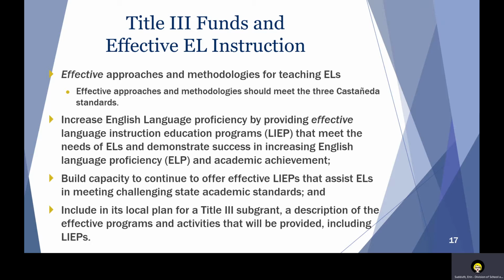Effective EL instruction also increases English language proficiency by providing effective language instruction education programs, LIEPs, that meet the needs of ELs and demonstrate success in achieving English language proficiency, or ELP, and academic achievement. They also build capacity to continue to offer effective LIEPs that assist ELs in meeting challenging state academic standards, and include in the local plan for a Title III subgrant a description of the effective programs and activities that will be provided, including LIEPs.